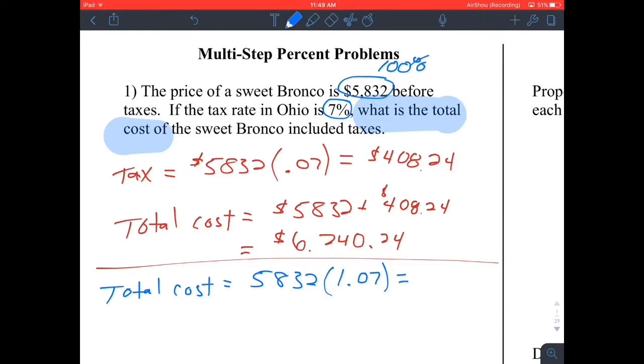If you multiply those together, you're going to get the same dollar amount of $6,240.24. There we go.